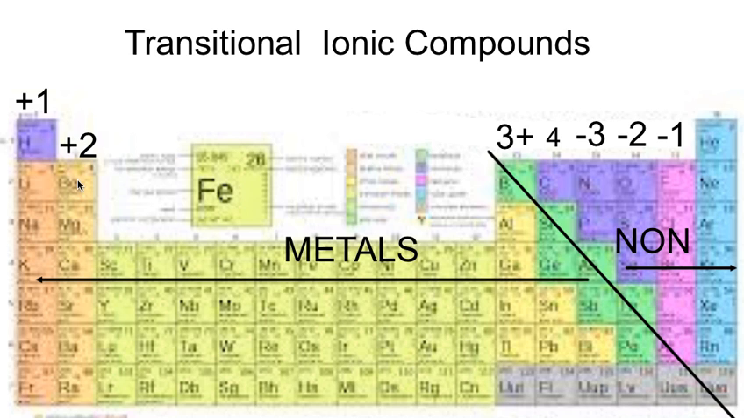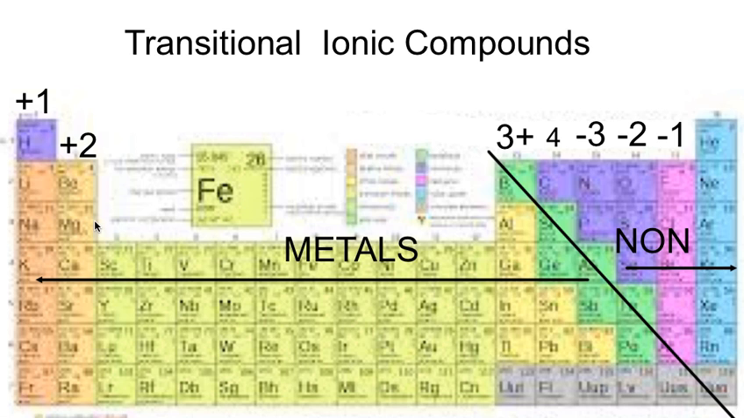Whereas group 2, all these elements are always going to be a +2 every single time, the transitional metals aren't like that. They can have different oxidation numbers depending. So, because of that, they need an ID badge, and we're going to use Roman numbers to represent their oxidation numbers.